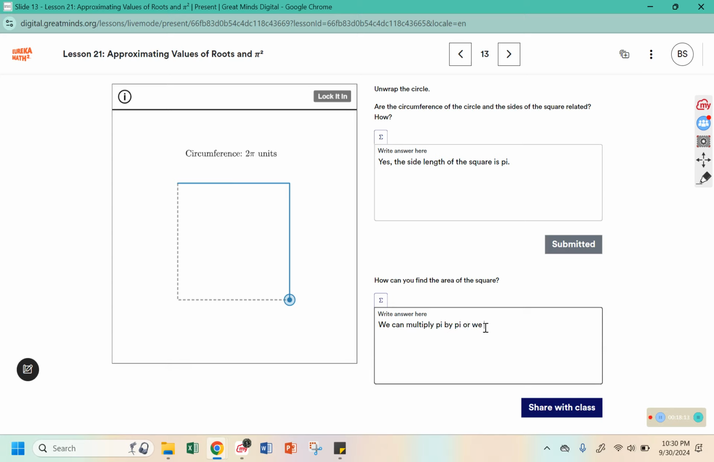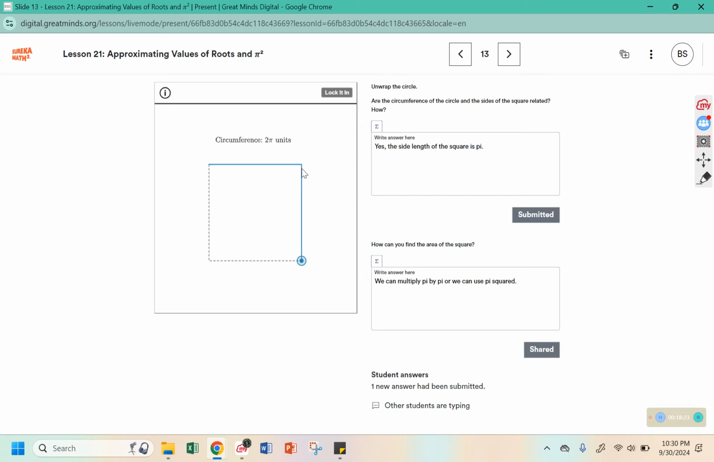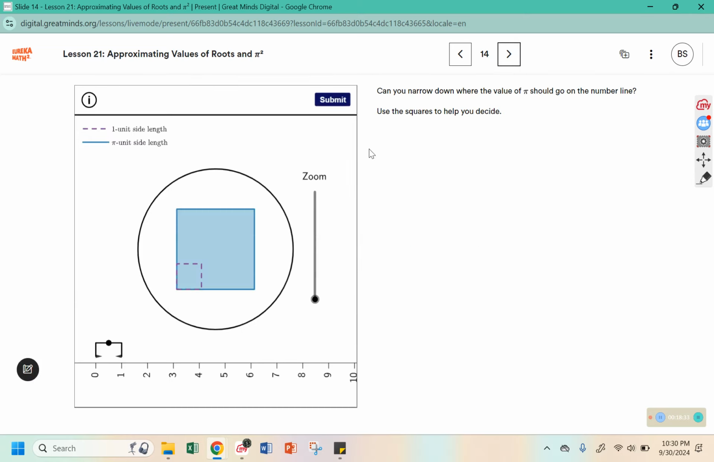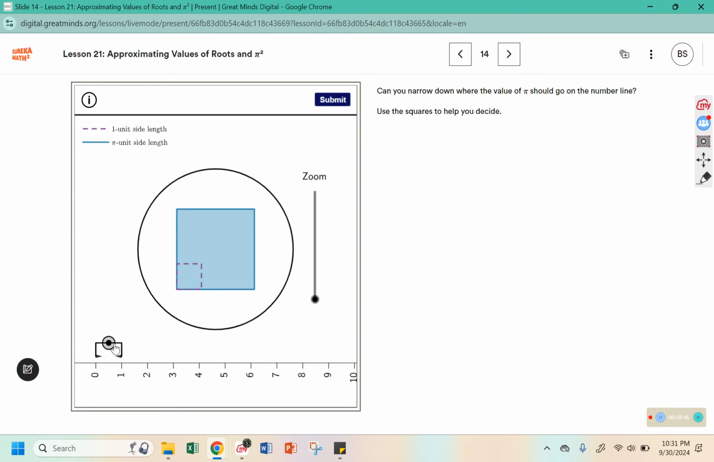Or pi times pi is just pi squared. Right? Base times height, pi times pi. Or in a square would be the side length squared. Okay, so we are now approximating the area of this square using pi squared. Well, we know pi is about 3, and 3 times 3 would be 9. So I'm going to jump in over here.